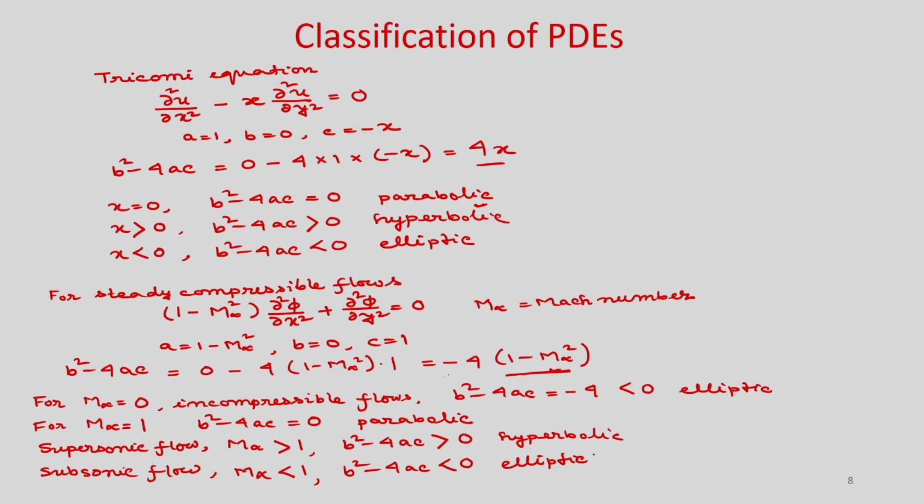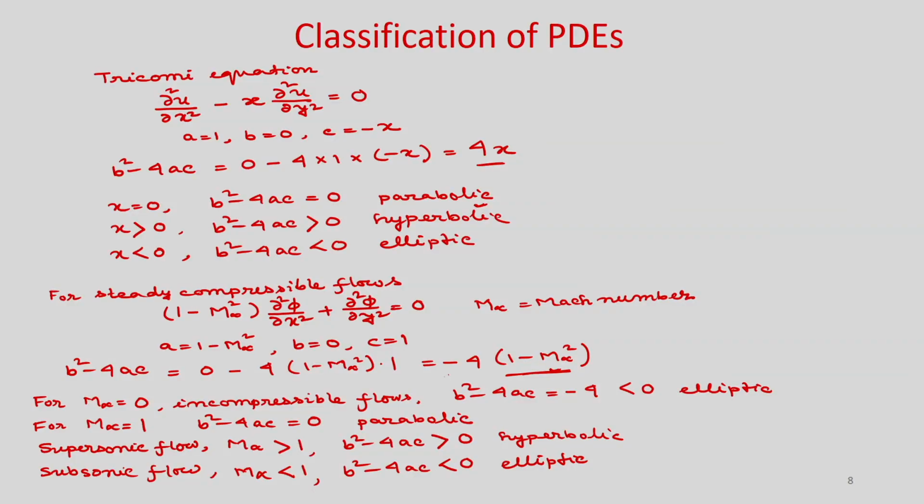Okay. So now you can see for this particular equation, depending on the value of M∞, you are getting different mathematical character of this equation. If M∞ is 1, then b² minus 4ac is 0. So obviously it is becoming parabolic in nature. If M∞ is 0, then you can see it will be less than 0, then it will be elliptic in nature.